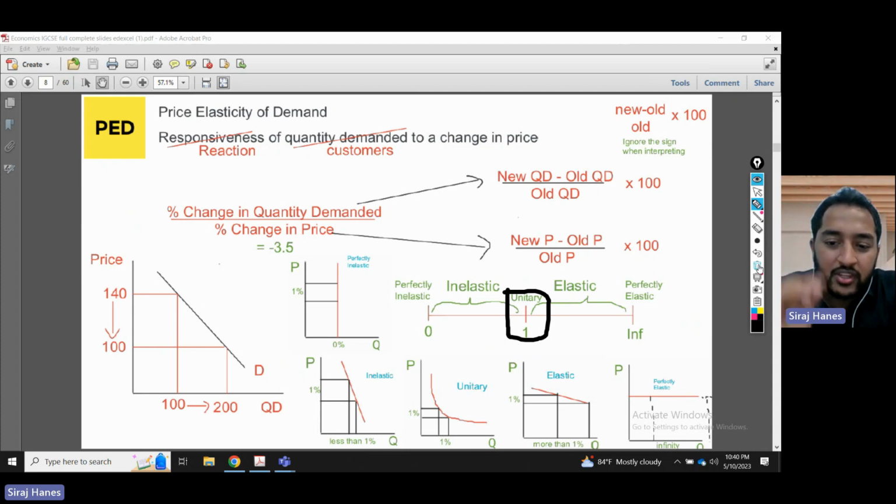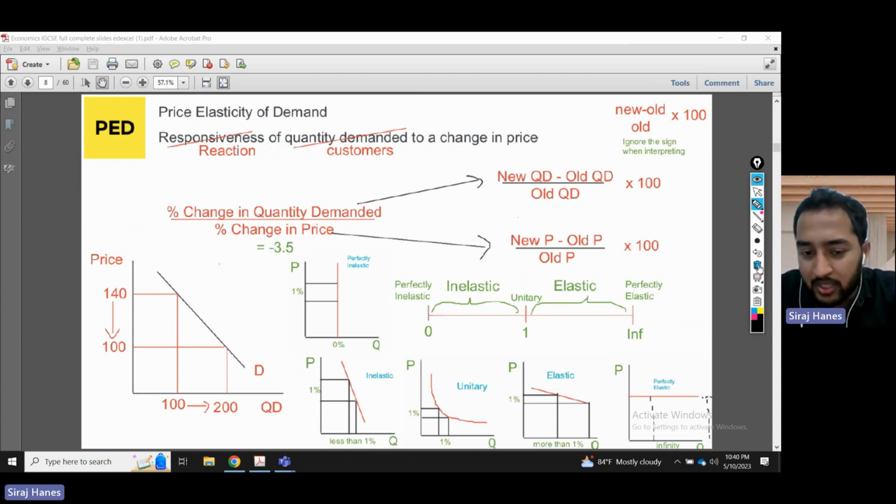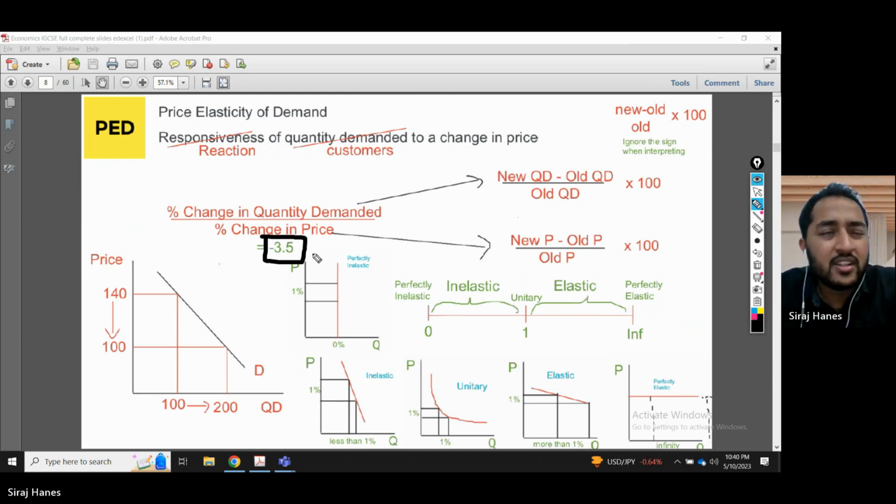Now, great. So we know the figures for each thing, but what do they mean? People just memorize this and they have no idea what it means. So if I were to tell you what it means, we changed our price by 3.5. Or rather, let's put it a different way.